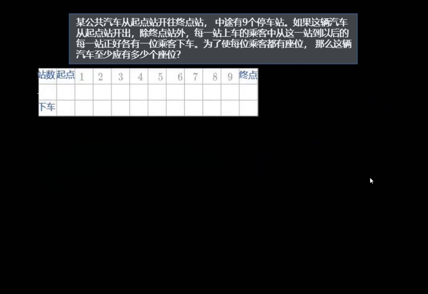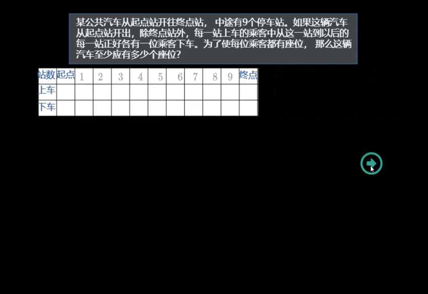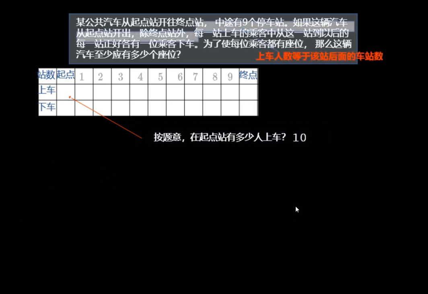To make the number of passengers boarding and getting off clearer, let's create a table. The first row of the table represents each station, the second row is the number of passengers boarding at each station, and the third row is the number of passengers getting off at each station. According to the proposal, how many people board at the starting station? Because for each station after the starting station, there is a passenger boarding at that station who will get off, the number of passengers boarding is equal to the number of stations after that station. There are 10 stations after the starting station, so 10 people board.